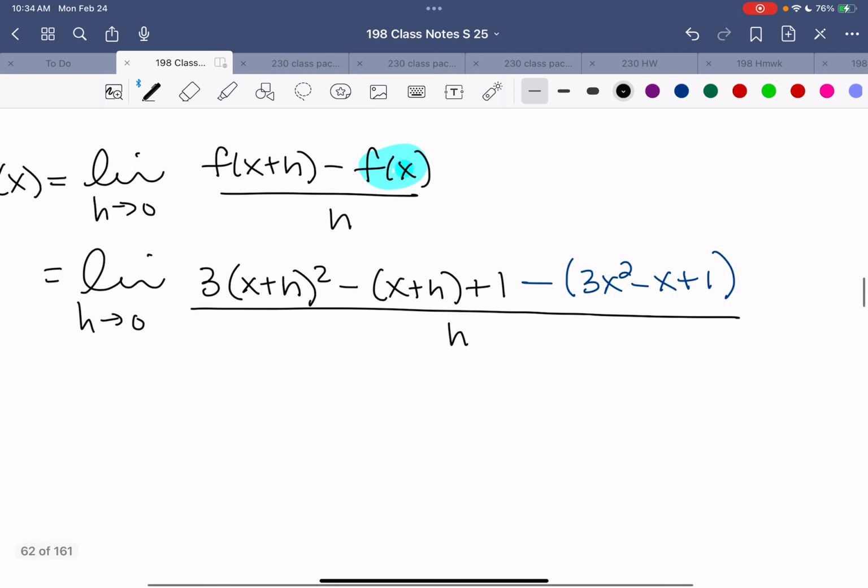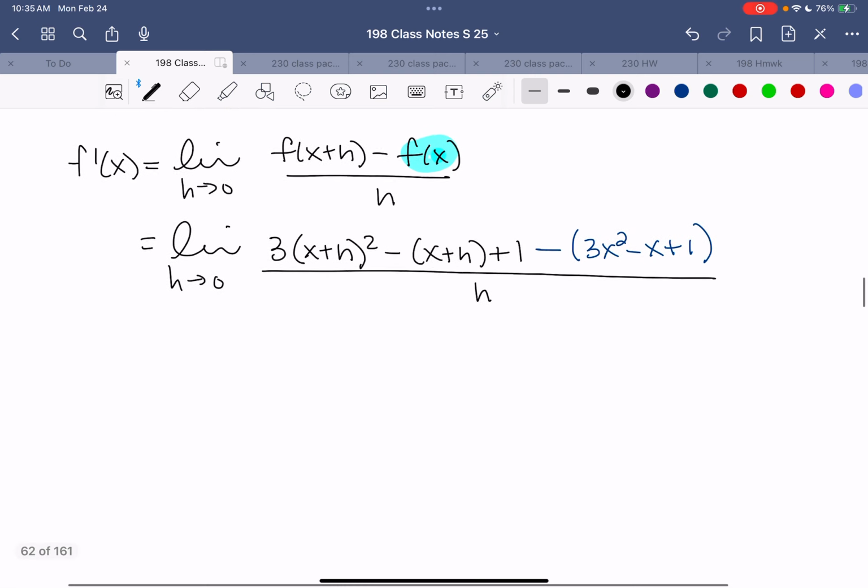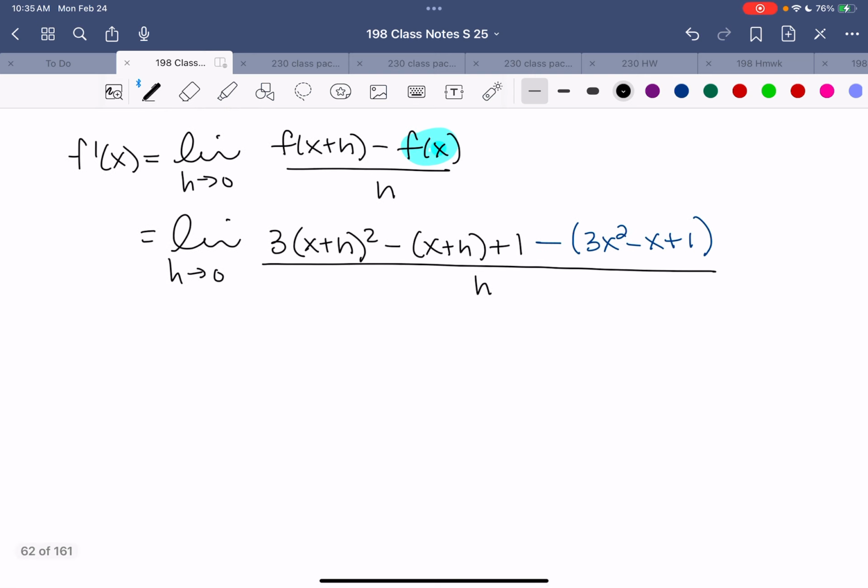Now, in order to move forward, if I were to plug in 0 right now and evaluate my limit, I would get 0 over 0. So I'm going to have to expand everything, cancel out anything I can, factor and cancel that h to see if I can get to something that is not 0 over 0. So that's what we're going to do.